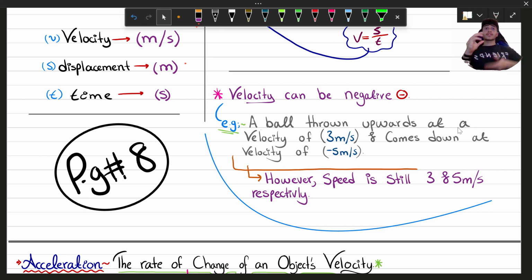For example, a ball is thrown up at a velocity of 3 meters per second and comes down at a velocity of negative 5 meters per second. Respectively, the speeds are 3 meters per second and 5 meters per second. But the velocity is positive 3 and negative 5. Positive 3 defines that it goes upward. Negative 5 defines that it comes back. So velocity can have positive and negative values to describe its direction.